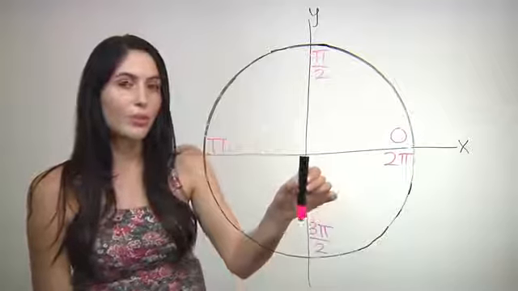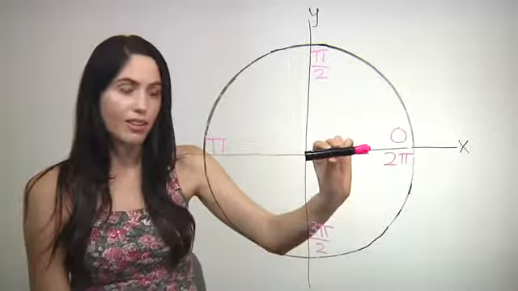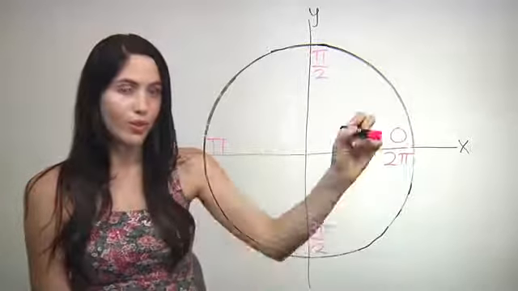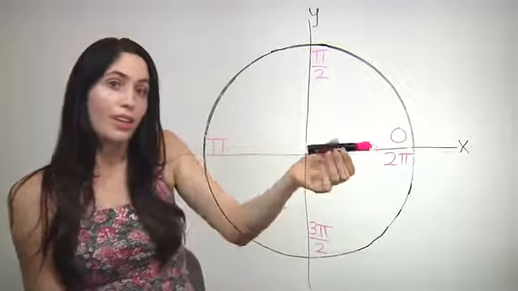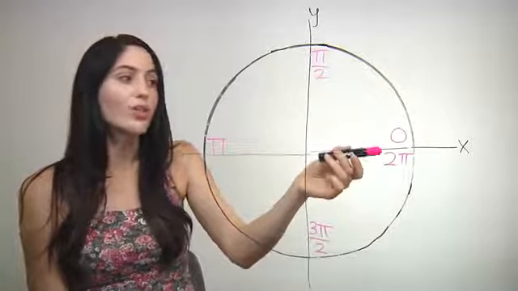Okay, finally, if we move another quarter circle, we get 2 pi. Now we've come full circle. And notice this angle here, this position, is 0, but also 2 pi.